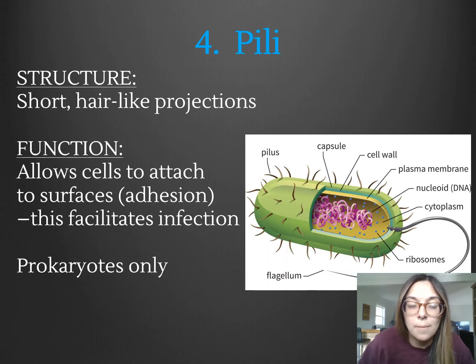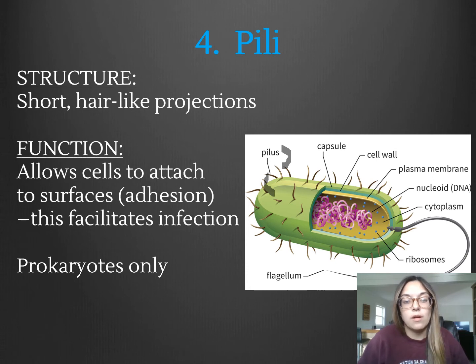Okay, next up is pili. The structure of pili. They are short, hair-like projections. Okay, so you can see them kind of coming out of this bacterial cell. They're short. Okay, the function of them is to allow cells to attach to surfaces. They're for adhesion, attaching to surfaces. And this facilitates infection because we know that bacteria cause a lot of different infections. Okay, so this is found in prokaryotes only, bacteria and archaea.